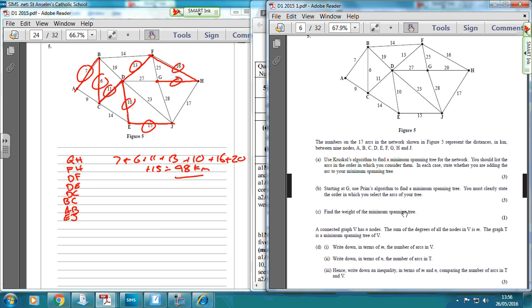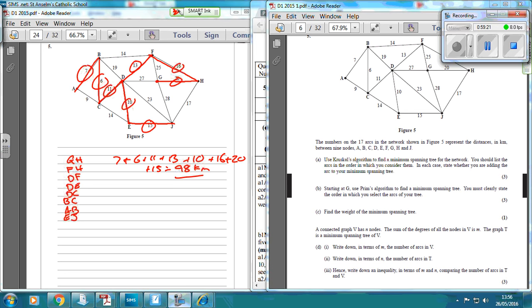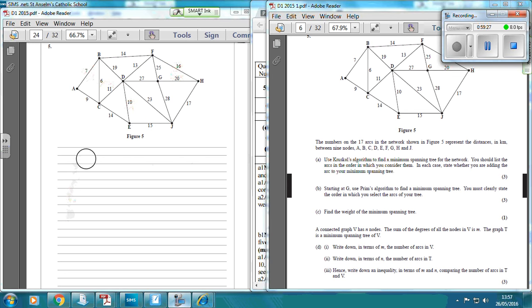Okay, now the next one is a little bit trickier. So if we get rid of this, we've got a connected graph which has n nodes. So what I'll do is, as soon as it starts talking about this, I'll do a little diagram just to see what it is that we're talking about. So let's say we've got 3 nodes. It's a connected graph, so we've got that.